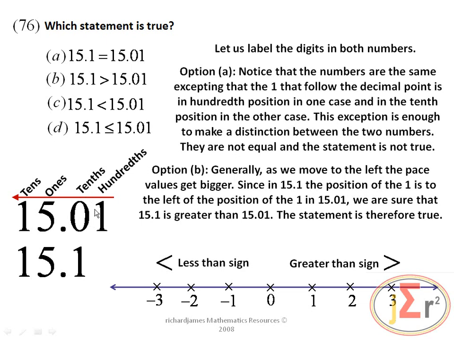Now, what do we know? The first number, 15.01, the 1 is in this position. But in 15.1, the 1 is to its left. So, as we move to the left, the place values of the digits increase. Therefore, the place value of this 1 is larger than the place value of this one. So 15.1 is greater than 15.01. Option B is correct.